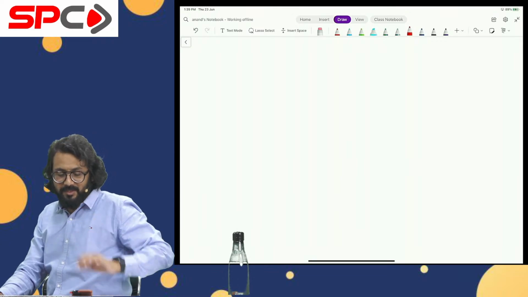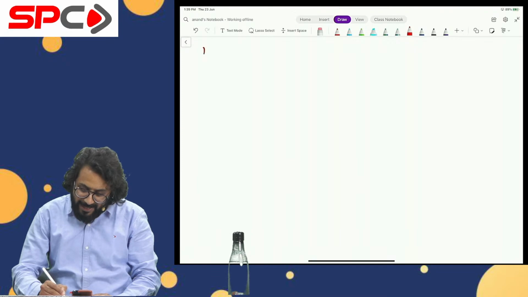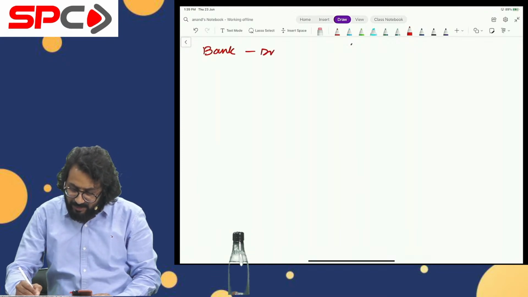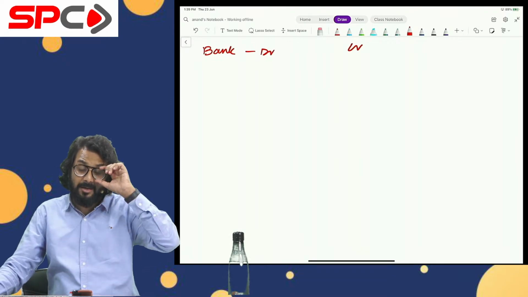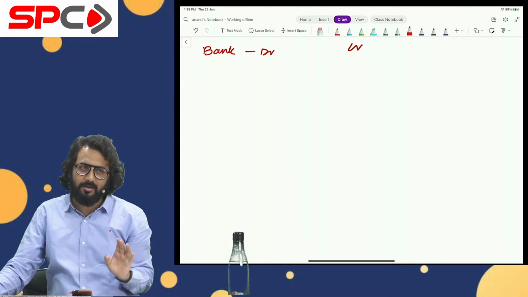Now we are going to talk about something really interesting. Boys and girls, bank can have both the balances. It can have debit balance as well as credit balance. So now let's understand, bank is a real account, personal account, nominal account, what?